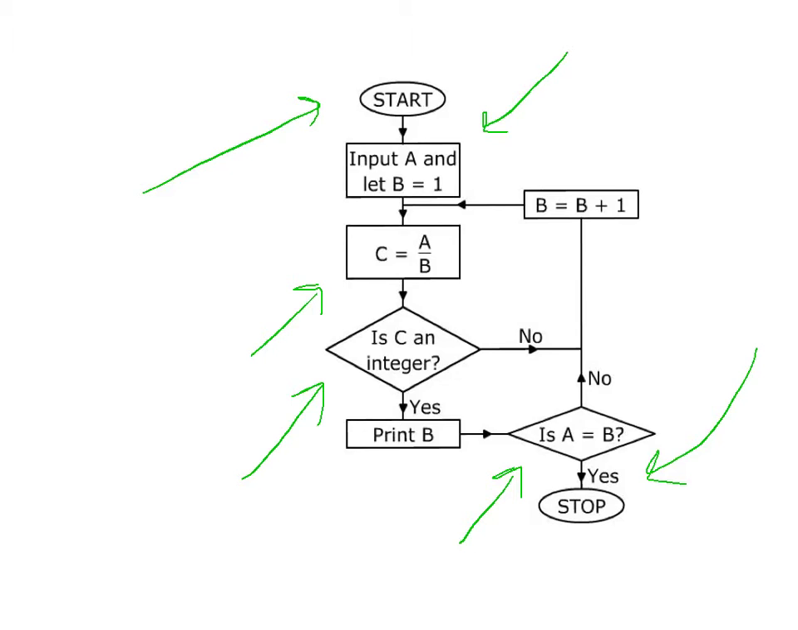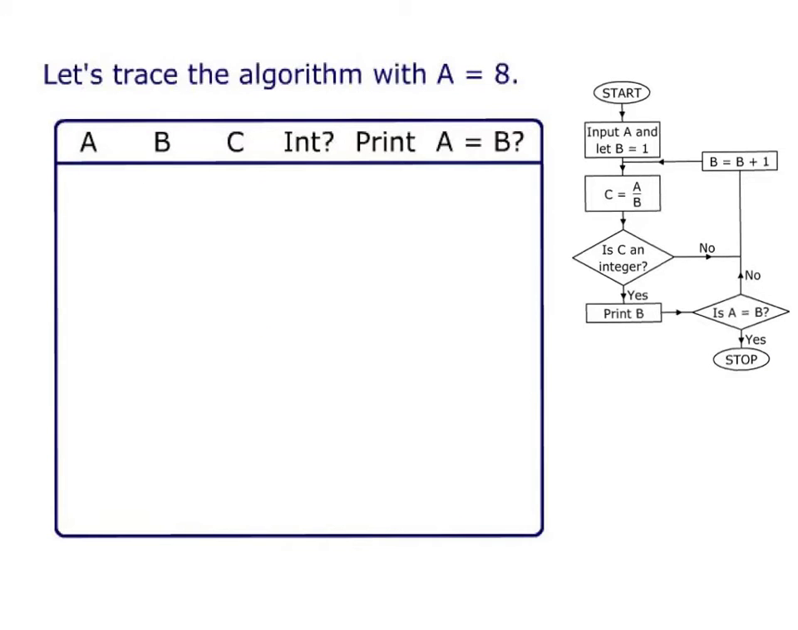All these boxes are linked by arrowed lines, and after each question you will have options of which direction to go in based on a yes or no answer. We often use what we call a trace table to store our results in as we work through a flowchart. We're going to work through this flowchart now, starting with a value of a equals 8.